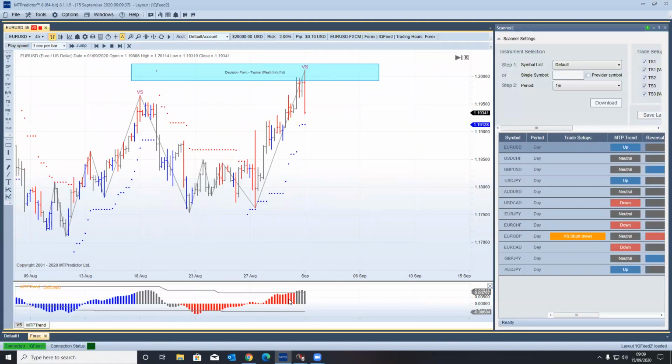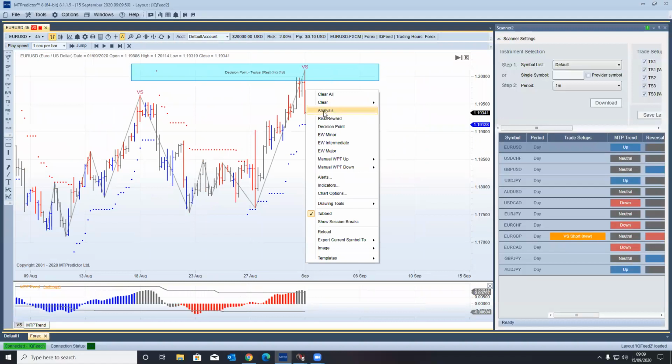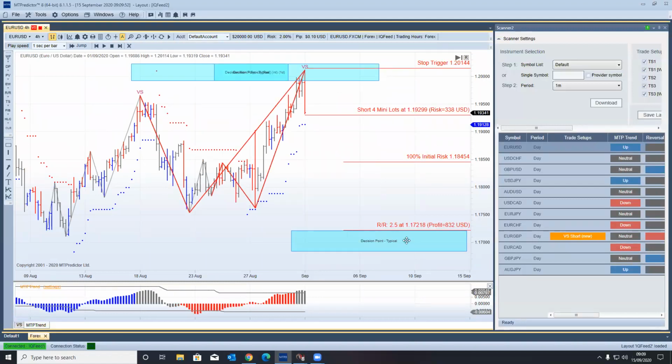You can see this is the example we looked at earlier. Our MTP trend was either red or black. So the two things were telling us the same thing. We're at higher time frame resistance. Our MTP trend color was telling us the same thing. This would be a good setup to take because the picture is clear. We then place our analysis on. That would give us our setup.